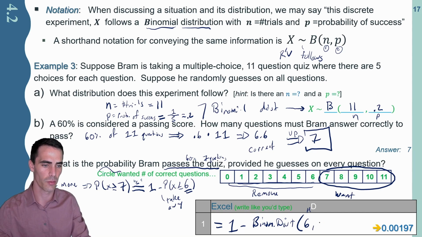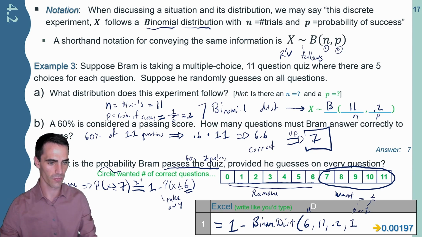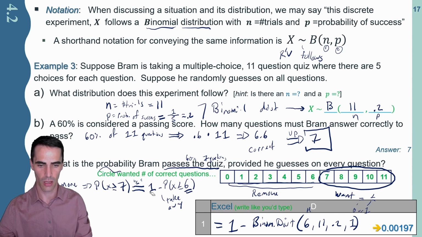I want n, my number of trials. These are 11 questions. P, my probability of success, 0.2. It's a 20% chance I'll get a question correct. And then, of course, a 1 here. The last input is always a 0 or 1. 0 if we're looking at equal to. 1 if we're looking at less than or equal to. Once I type that in, like magic, we'll get a probability, no problem.